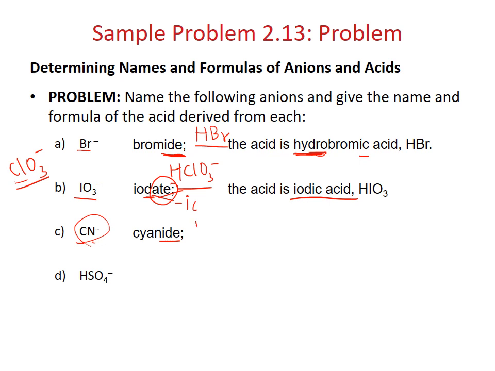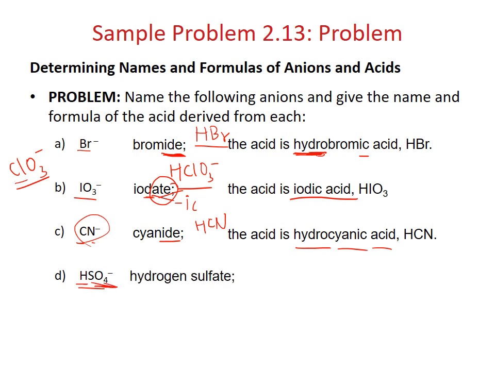When you add a hydrogen, it becomes an acid. The naming is similar to the binary acid. You add hydro, so hydrocyanic acid, okay? And next one is a polyatomic ion or oxyanion, and this is hydrogen sulfate, okay?